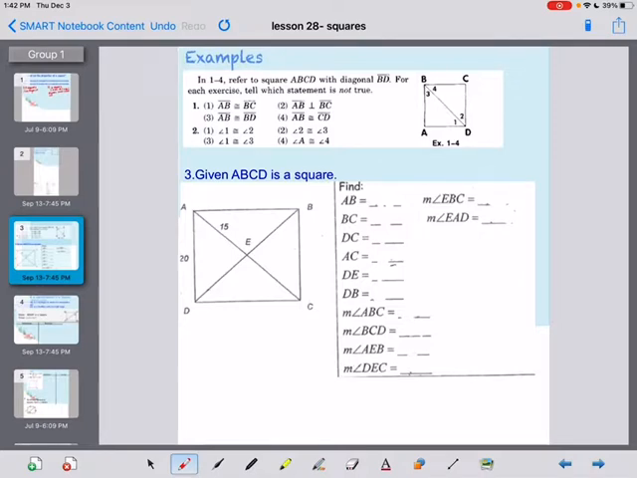So number 1 and 2, you have 4 options. They're looking for the one that is not true. So pause the video and see if you can figure out which of the 4 choices for 1 is not true and which of the 4 choices for 2 is not true.